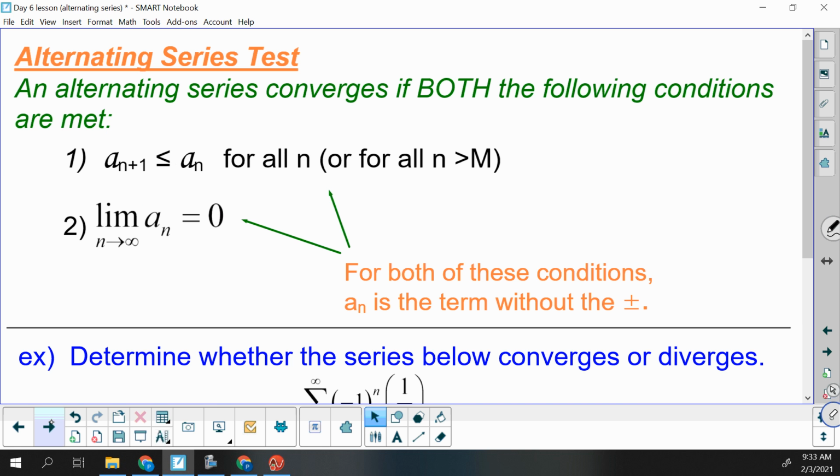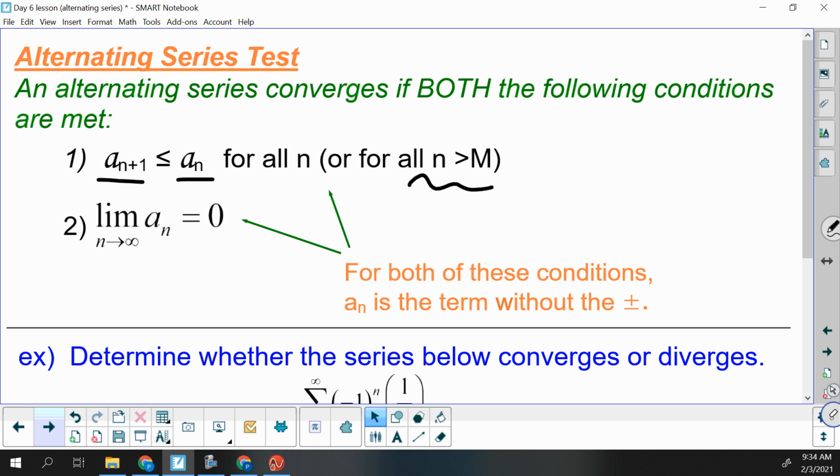If we go down to the bottom, we'll look at the alternating series test. You want to look for this anytime you have an alternating series. An alternating series will converge if these two things are true. So if the next term is always less than or equal to the term that came before it. Now, that might not be true right at the beginning. So we say n is greater than some m, saying if that's eventually true.